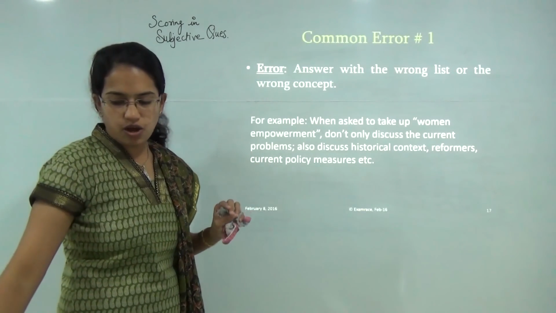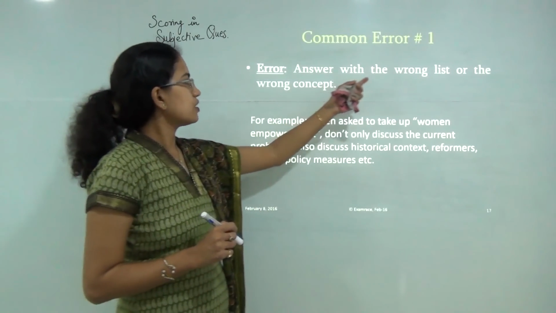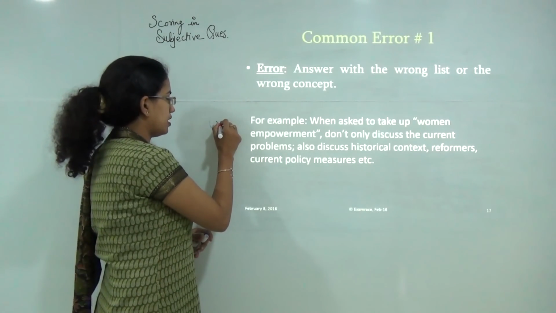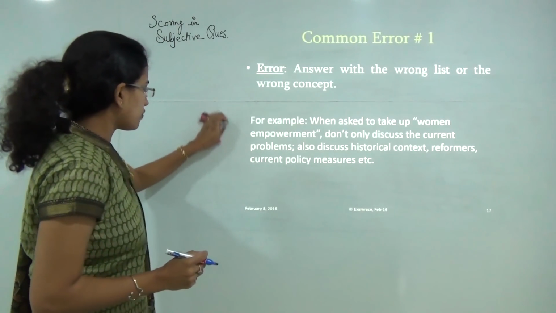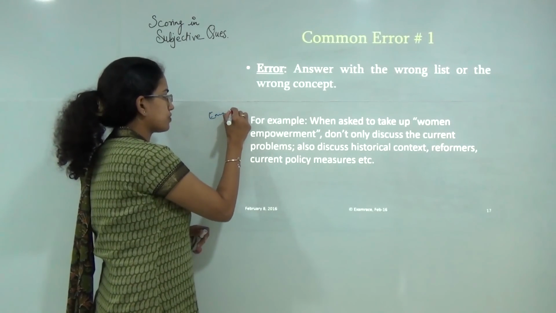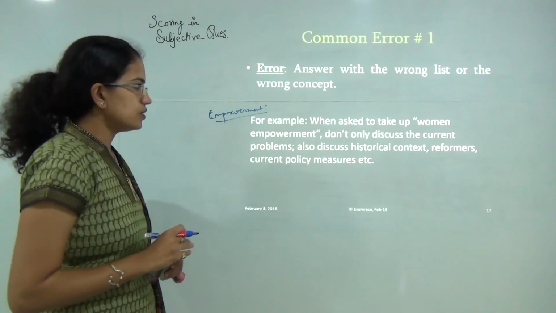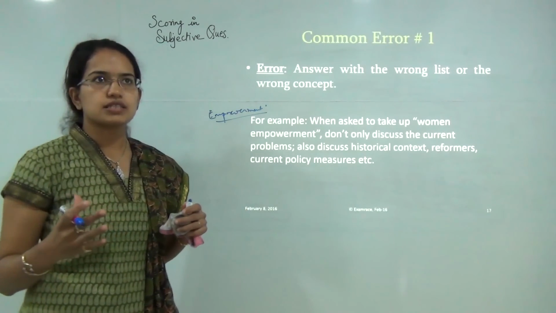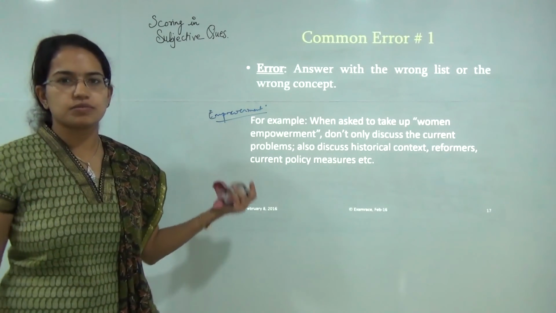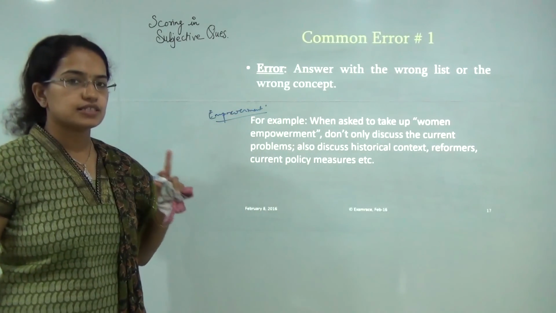Now we will be discussing 6 common errors that students make while solving subjective questions. The first is answering with a wrong list or wrong concept. First of all, if a question is asked on, say, women empowerment, a student won't be able to understand the word empowerment itself. So they will focus on a wrong idea, and they will not discuss what women empowerment is, they will discuss something different. They might talk about some reformers or something which is not related very much to the concept. So wrong listing or wrong ideas is the first common error.